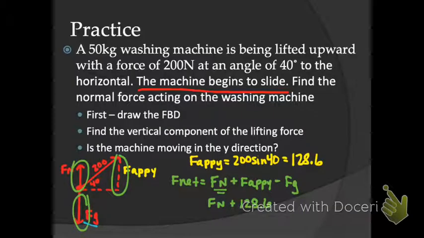Okay, not just 9.8. Fg equals mass times 9.8. So we need to take 50 times 9.8, and we get 490 newtons. Right? So now I'm going to go back here and plug in minus 490. Okay, and then we said, what's the net force in the vertical direction here?